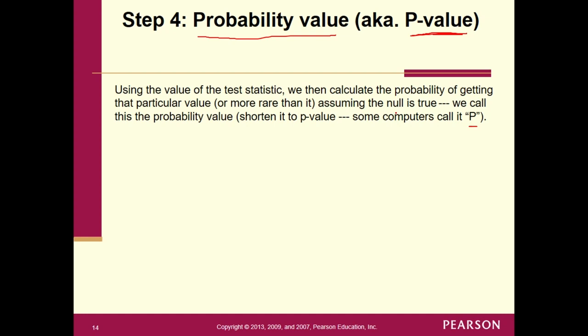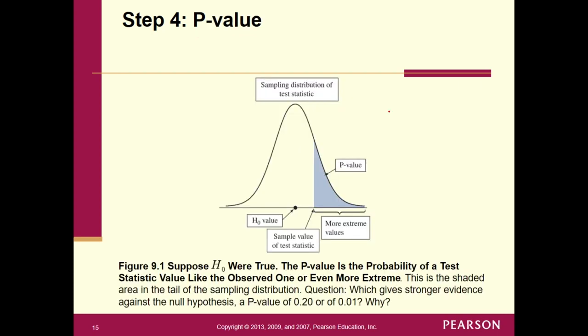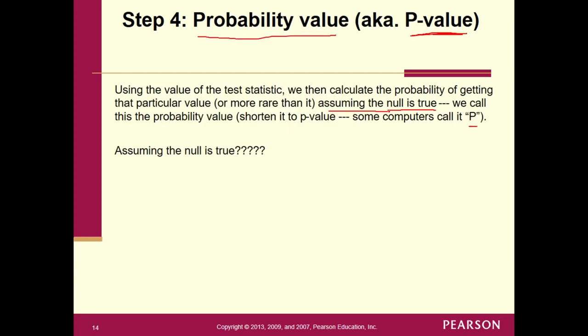So what we probably need to go over is assuming the null is true. That statement sometimes confuses students, so let's talk about that a little bit. What does it mean that assuming the null is true? Instead of getting to that slide, I have to remind you of something. Remember when we were working in chapter 7 with the sampling distributions of, say, p hat.